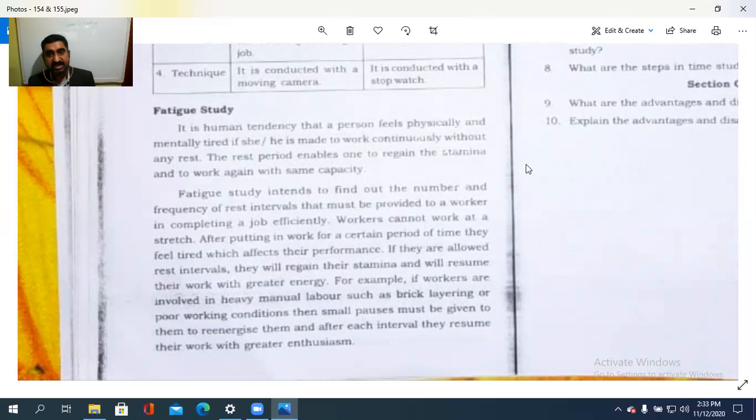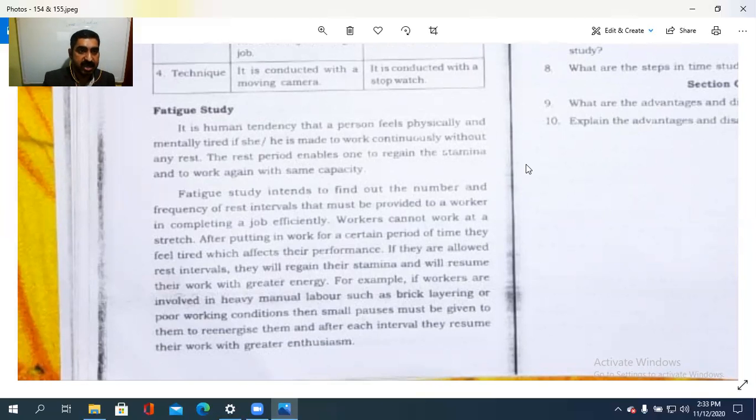Workers cannot work at a stretch. Right? Can they finish it all in one go? No. Anybody needs rest. After putting in work for a certain period of time, they feel tired. That affects their performance also. If they are allowed rest intervals, they will regain their stamina. They get that enthusiasm, the feeling that they want to work again. It motivates them, and they will resume their work with greater energy.